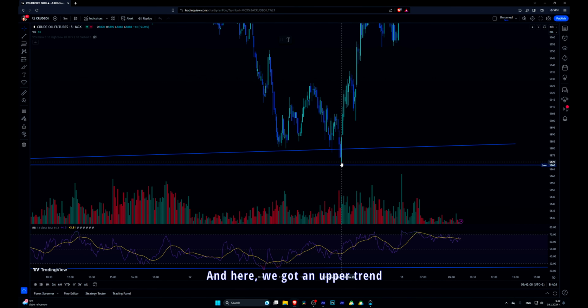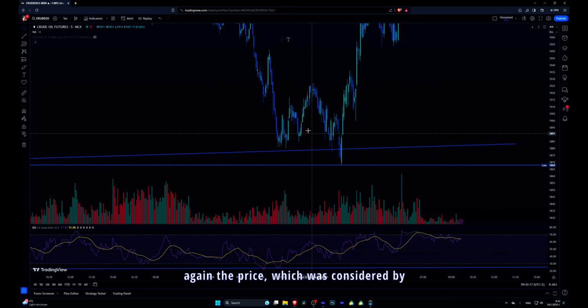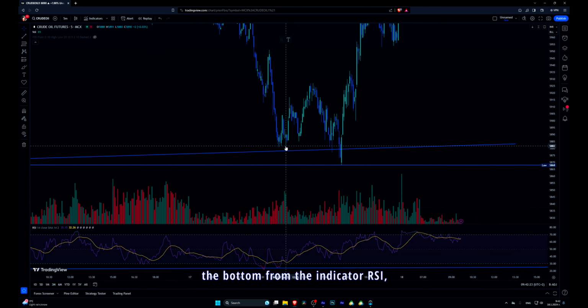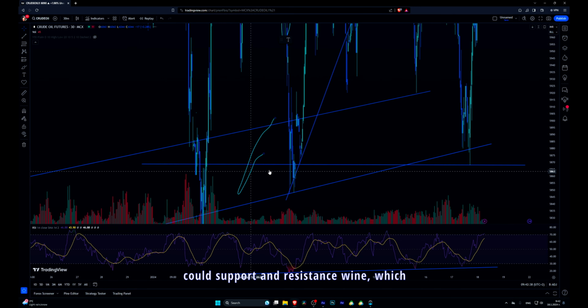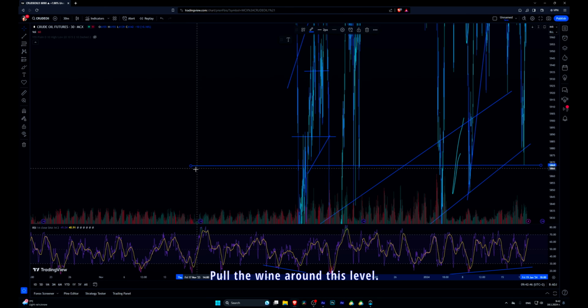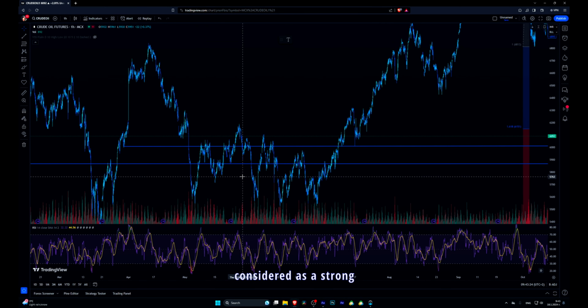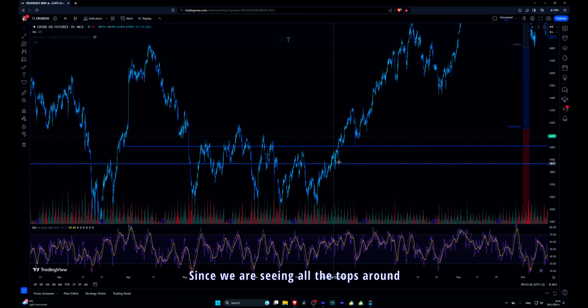And here we got an upward trend indicated by the RSI indicator. At the same time, the price just crossed again the bottom from the RSI indicator. Good support and resistance line, which can be considered as this one. Pull the line around this level. If we pull the line on the 1-hour graph, it can be considered a strong support and resistance level, since it pierces all the tops around this level.